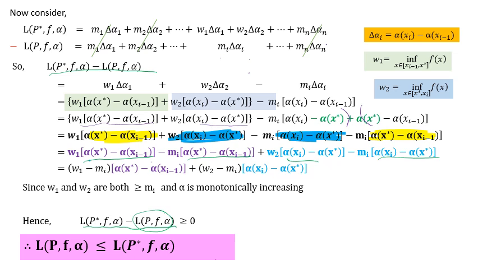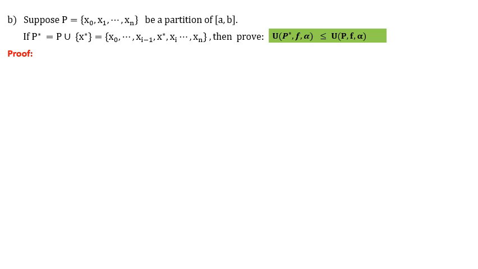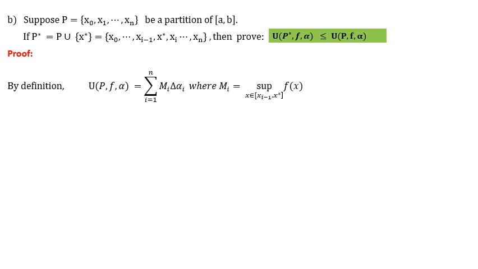Now at this point, part B. In part B, it's the same exact thing, except that this time, instead of looking at the lower sum, we're looking at the upper sum. So we want to prove that the upper sum of the redefined partition is less than or equal to the upper sum of the original partition. So in our proof, again, we have our definition of the upper sum, and instead of the infimum as we had in part A, we actually are looking at the supremum in part B.